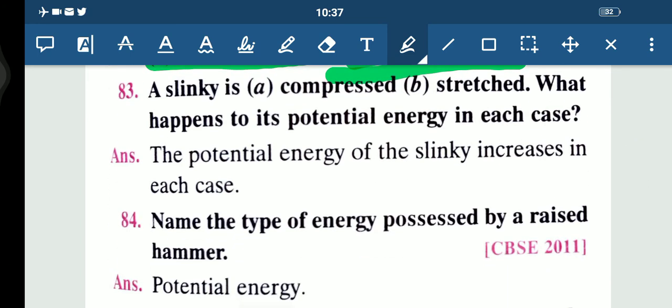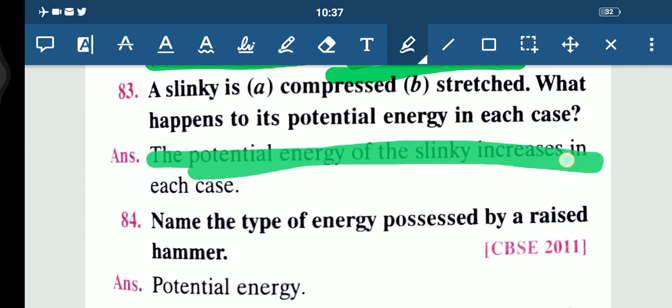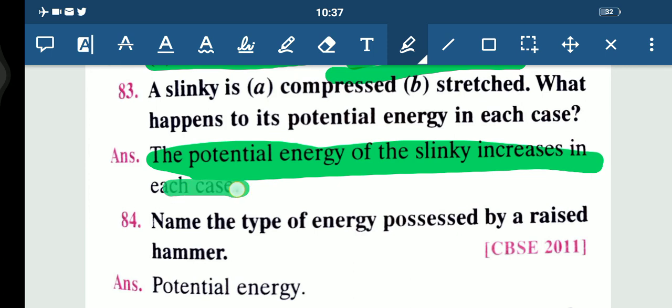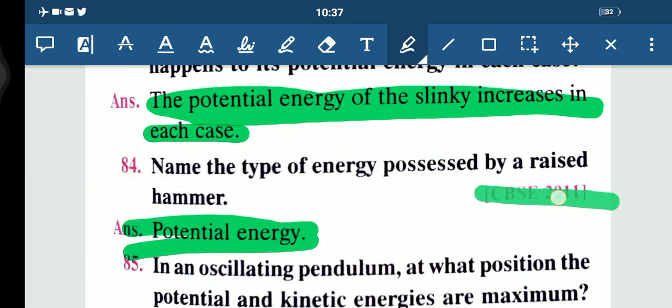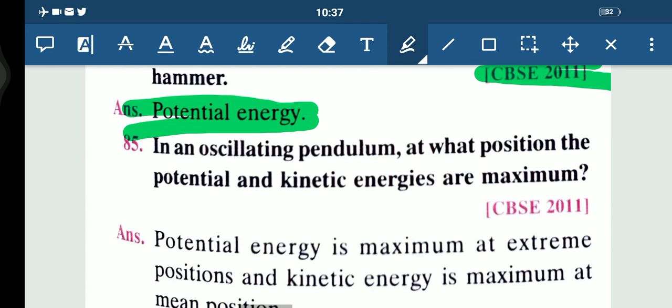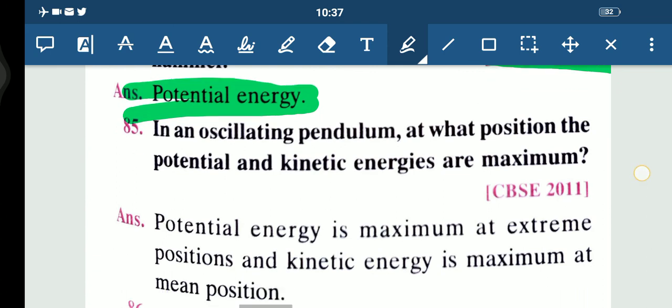And the next question is, a slinky is compressed and stretched. So what happens to its potential energy in each case? The potential energy of the slinky increases in each case. Name the type of energy possessed by a raised hammer. That is potential energy. This thing we have already discussed, and this question came in 2011 CBSE.